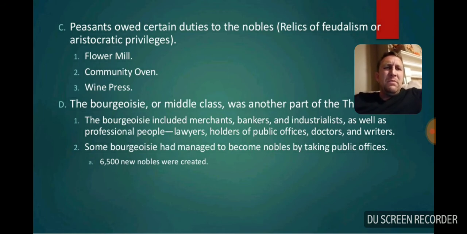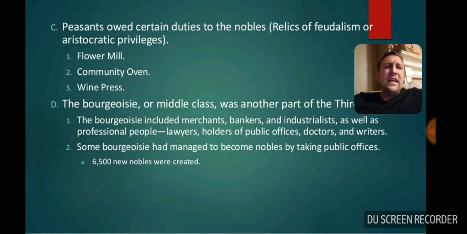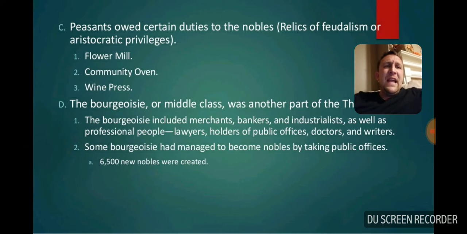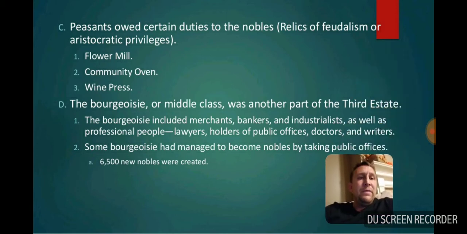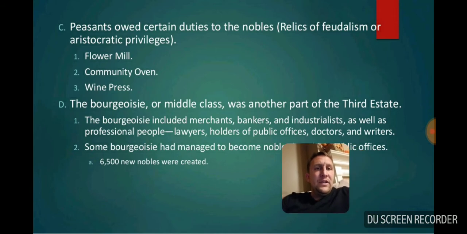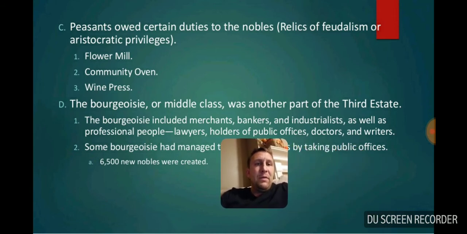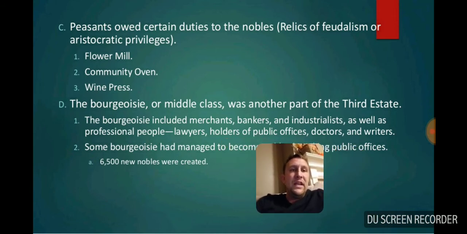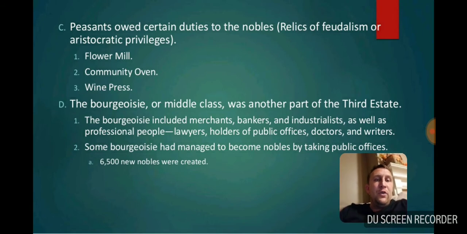The bourgeoisie was just the middle class. They were the upper part of the third estate. They had upward mobility, which means they had the ability to move up to become nobility if they were successful in life. The way most of them did that, it says right here, was by taking public office. It says holders of public office were often members of the bourgeoisie. So this is how 6,500 new nobles were created as a result of this social class.